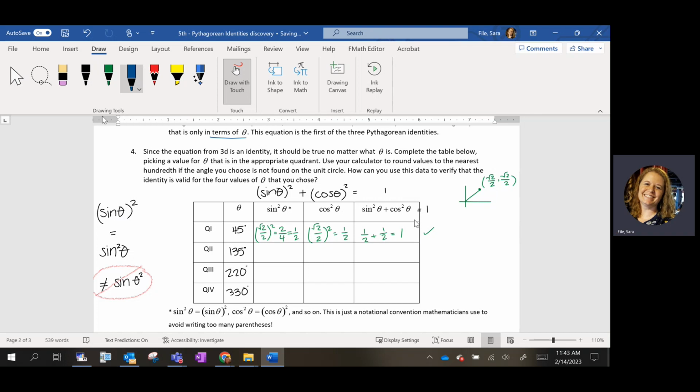Okay, we're going to check 135 now. 135, that's the 45-degree reference angle in quadrant 2. So it's a very similar ordered pair, except this time your x, your cosine, is negative.